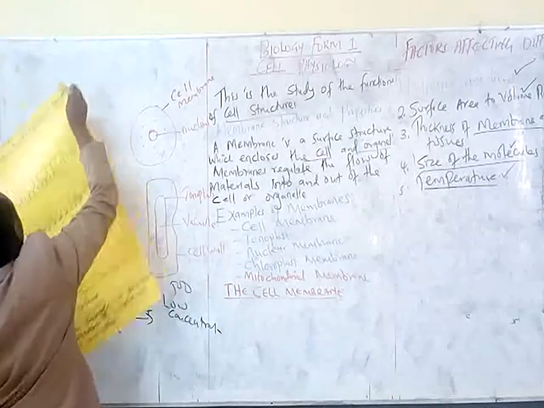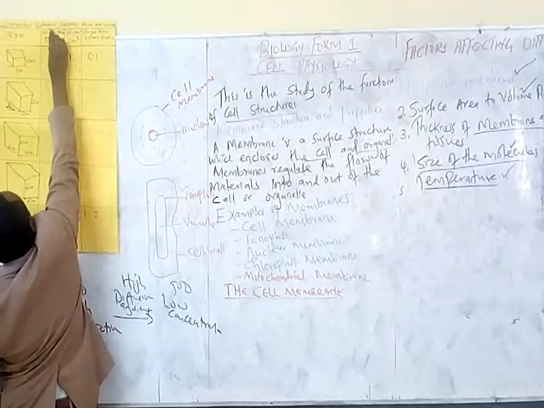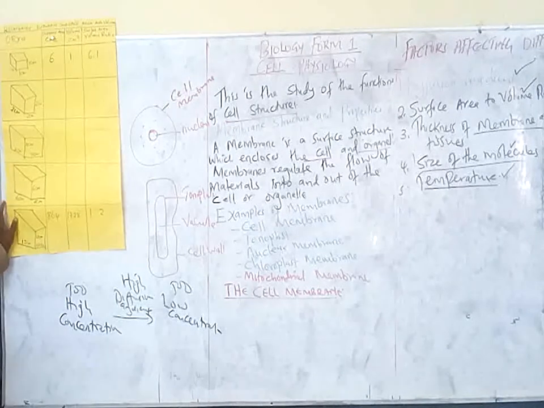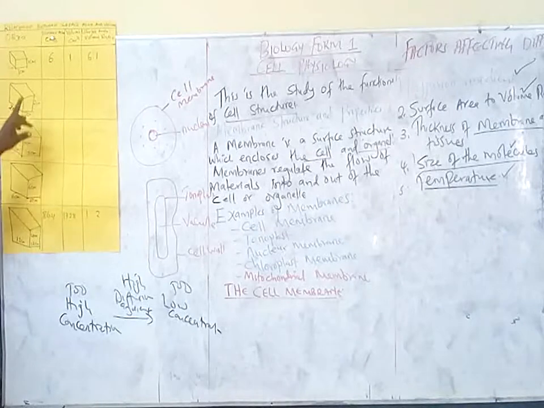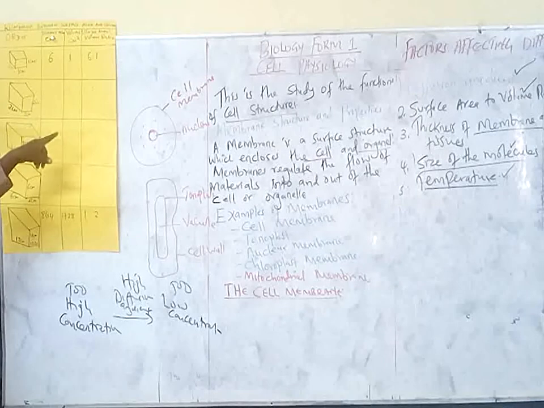Lana, I will demonstrate surface area to volume ratio. This is the relationship between what? Surface area and volume. As you can see, we have five objects here. The surface area, the volume, and then the surface area to volume ratio.